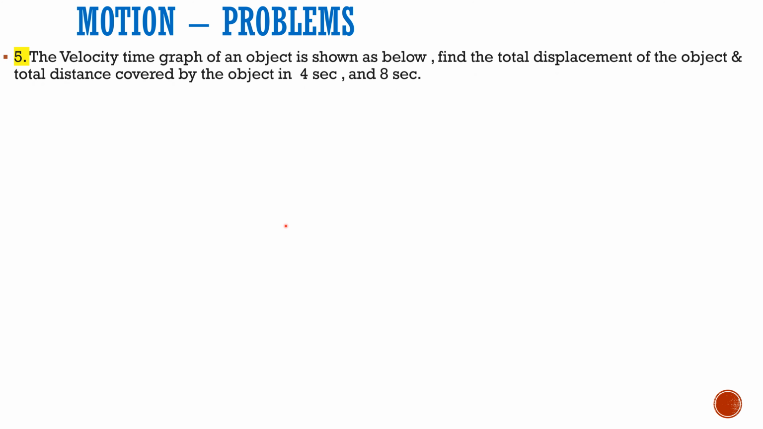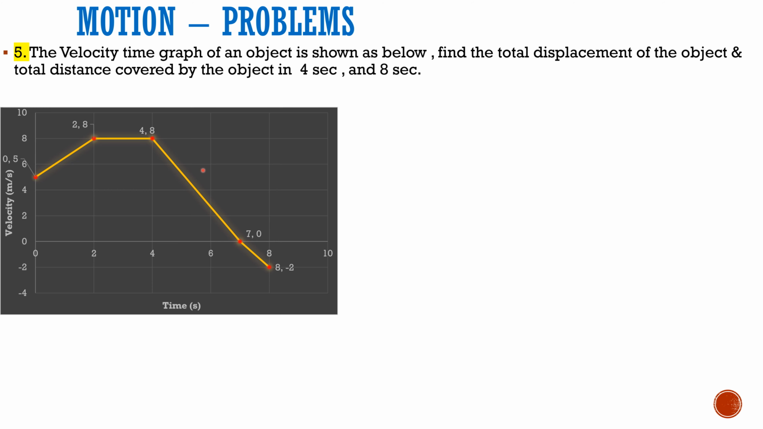So let us start with the second problem. It says that the velocity time graph of an object is shown below. So this is the velocity time graph. We need to find the displacement of the object and the total distance covered by the object by 4 seconds. This is the 4th second, and by 8 seconds. This is 8 seconds.